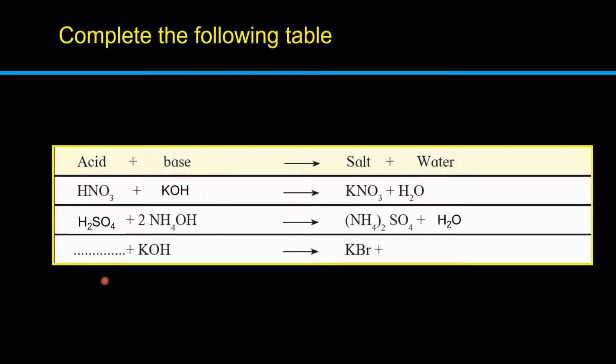So what about this, children? Here, what plus potassium hydroxide will give potassium bromide salt. The acid here is hydrogen bromide. Okay, this is hydrobromic acid. The resulting is potassium bromide and water. Hope you have understood neutralization now.